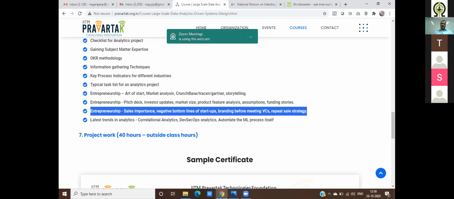Number two, your graded assignments will either go through multiple choice questions or through a programmatic way, and you have to submit back that assignment. There will be an evaluation. And at the same time, there needs to be a project work.